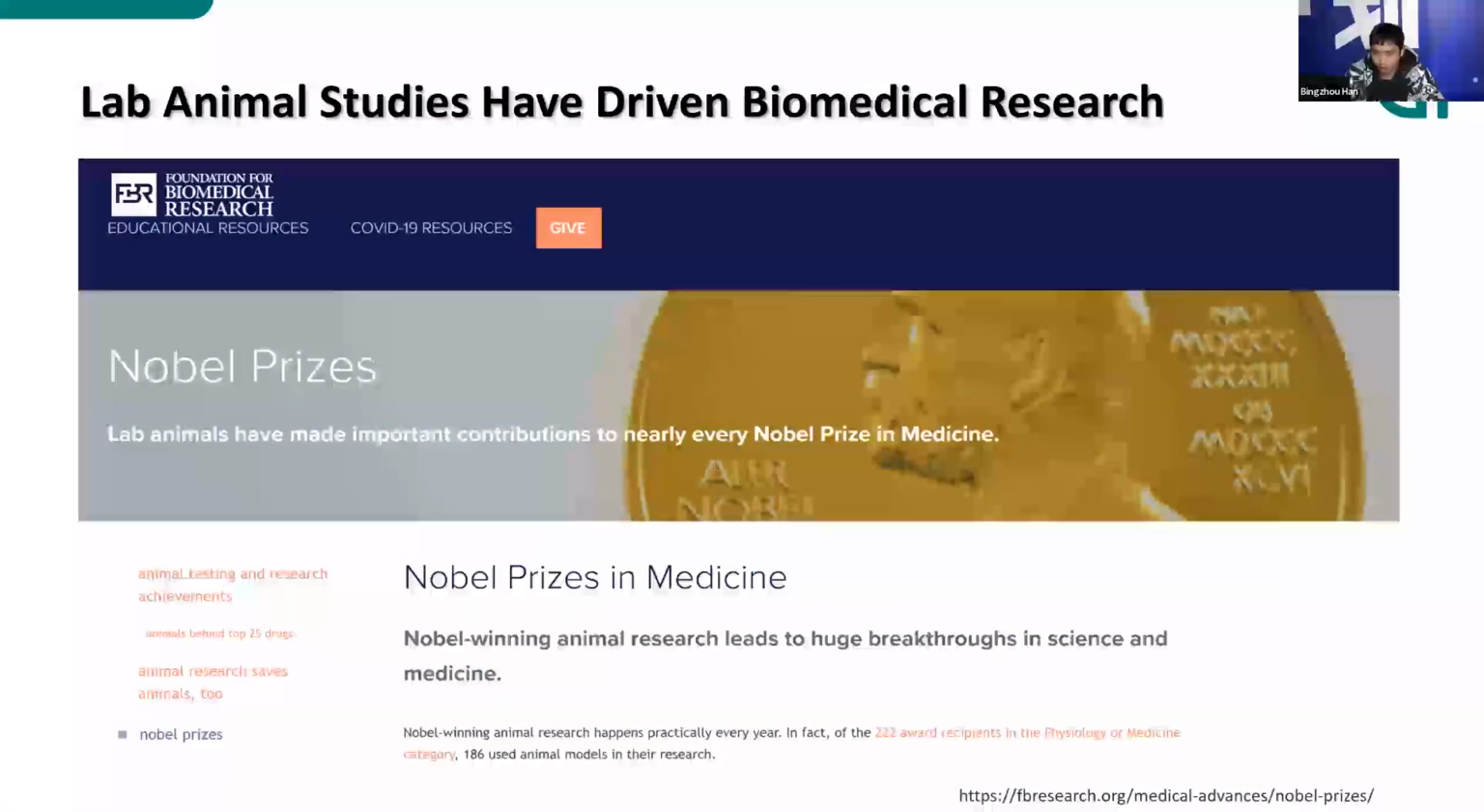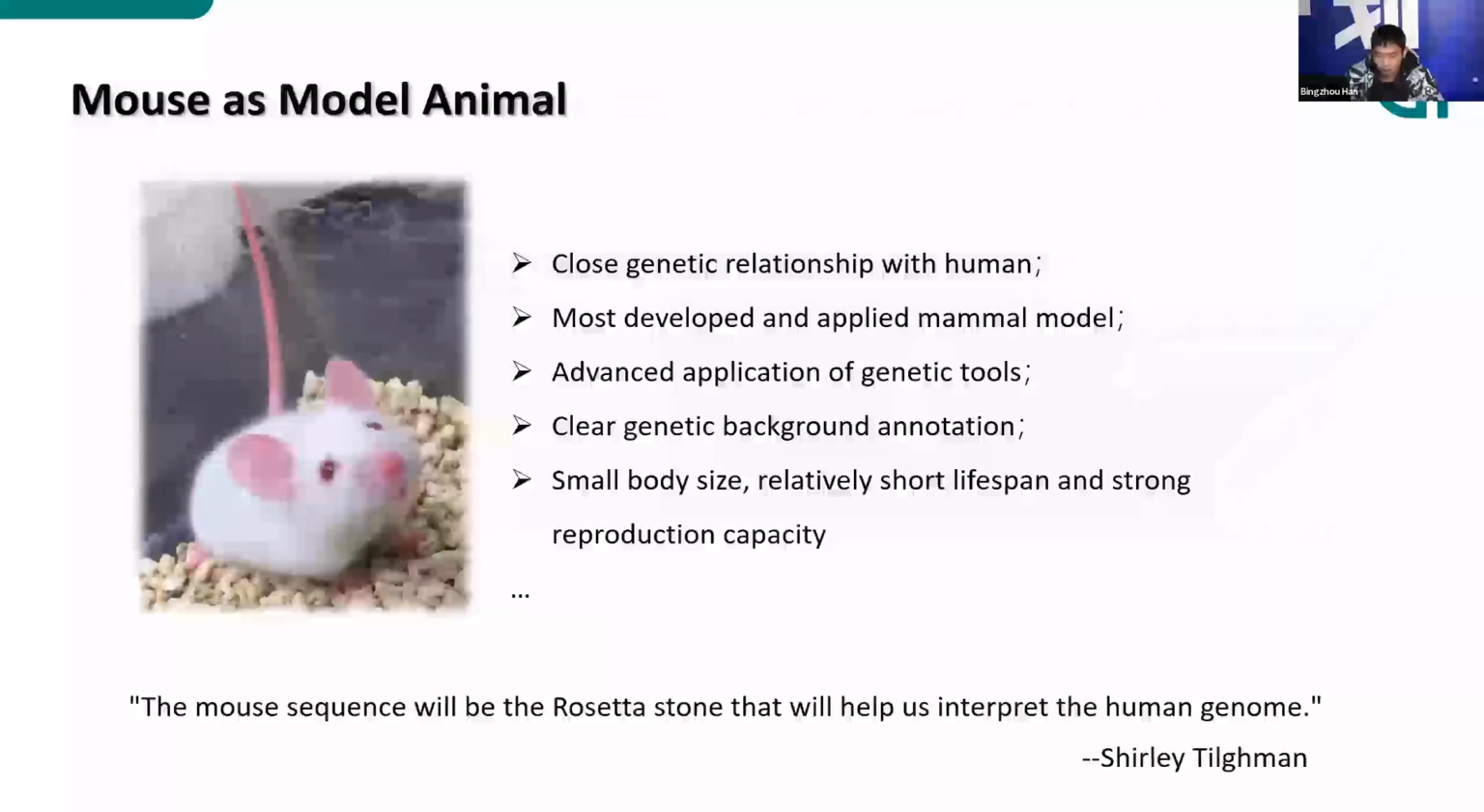I believe everyone in our audience admits that lab animal studies have really driven our biomedical research improvement, especially in the last century, from genetics to cellular biology to developmental biology, to biomedical research in every aspect. Among all the lab animals we use, I think mice is one of the most important ones, since it has some really good advantages that cannot be easily substituted.